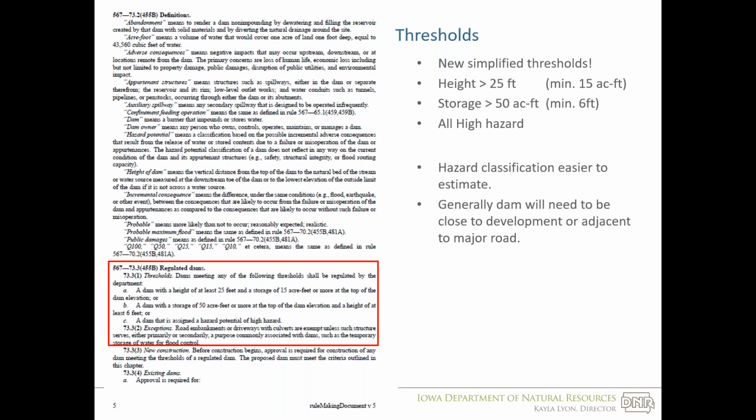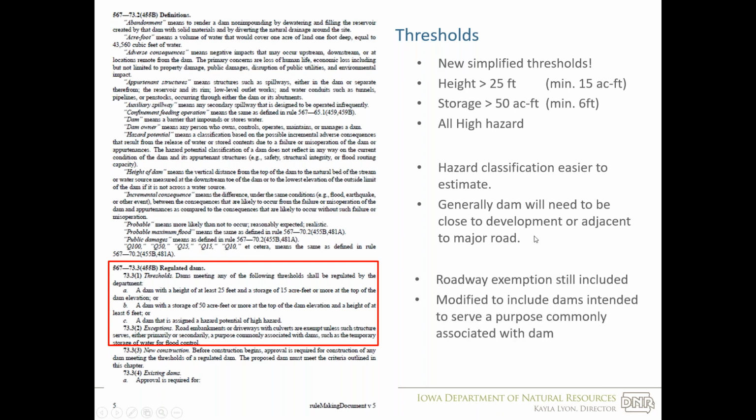And then all high hazard dams. That does make it a little more complicated, but now it's easier to estimate different hazard classifications. Breach models are easier. We have LiDAR everywhere. There are some online tools that we can use to estimate breach flows. But generally, if a dam does not meet the height and storage thresholds, in order to still be high hazard, it will need to be really close, right upstream from a development or right next to a major road, to be able to cause a threat to loss of life.